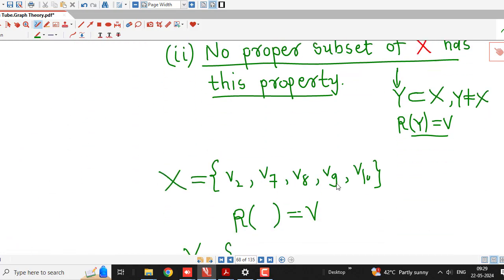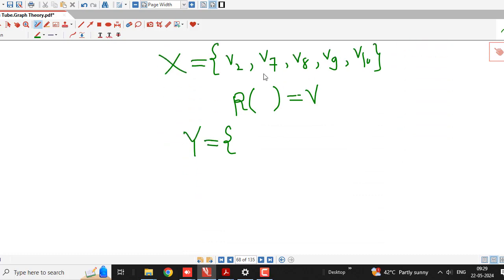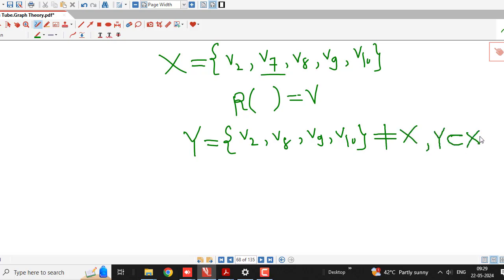So suppose I exclude this V7, then I will have V2, V8, V9, V10, and this is not equal to X and it is a subset of X, that is Y is a proper subset of X. Now we write the reachable set of this subset capital Y.